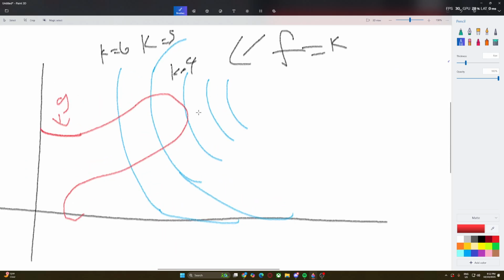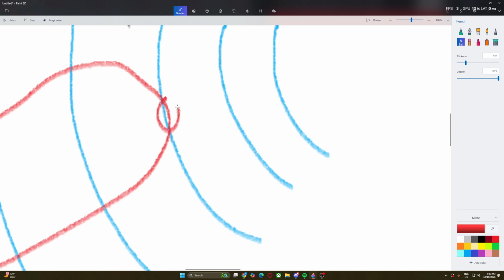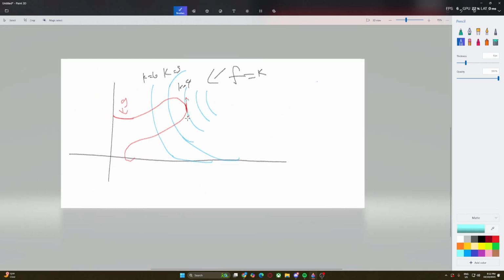Assume I was a perfect artist and it was actually the same line, like they both touch each other and they have the same tangent line. This is what is important. We're trying to find the greatest intersection, a perfect intersection, where they both have the same tangent line.